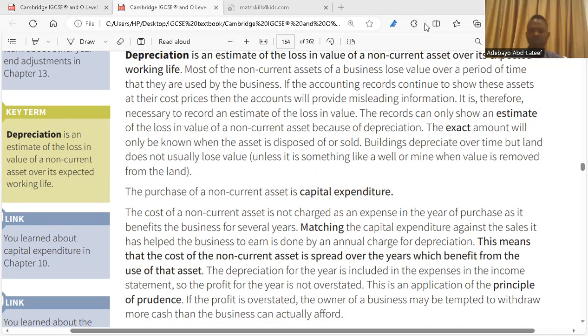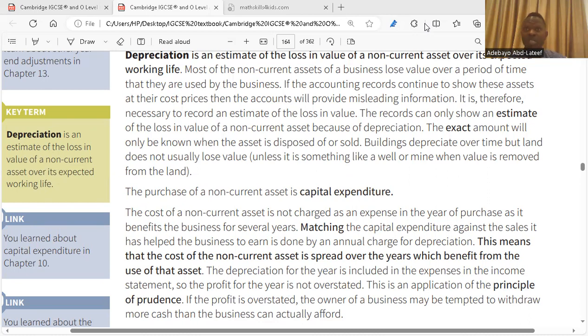Buildings depreciate over time, but land does not usually lose value unless it is something like a well or mine, where the value is removed from the land. Land does not depreciate. Land does appreciate. The only time land depreciates is when it becomes like a mine or a well, where the value in it is taken away.